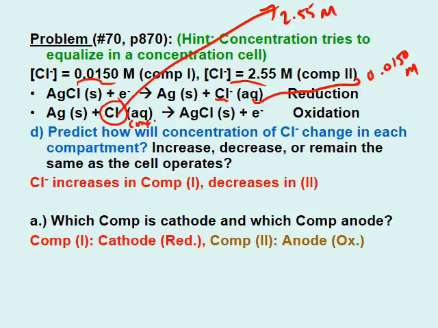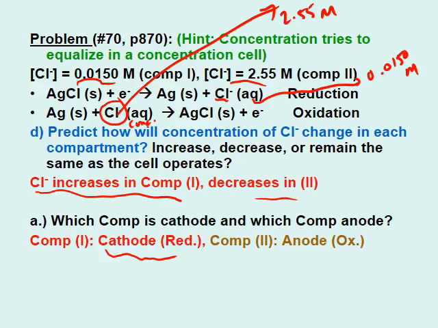So make sure you understand how we are assigning this based on the reaction and whether Cl minus gets increased or decreased. So here we identified Cl minus increases in compartment 1 and decreases in compartment 2. So in compartment 1, you can see here it's a reduction reaction. So reduction happens at the cathode. So compartment 1 would act as a cathode.